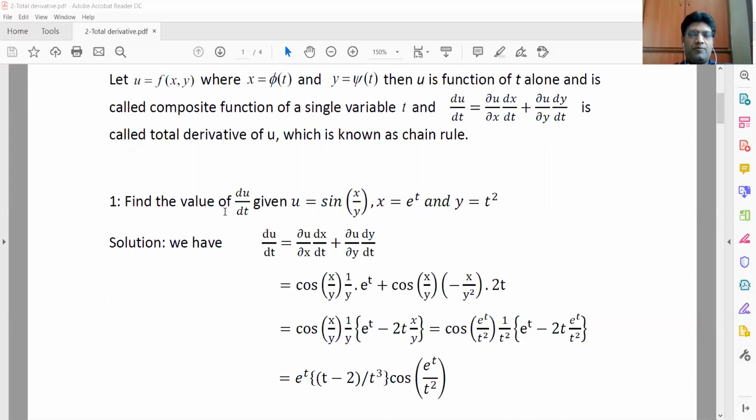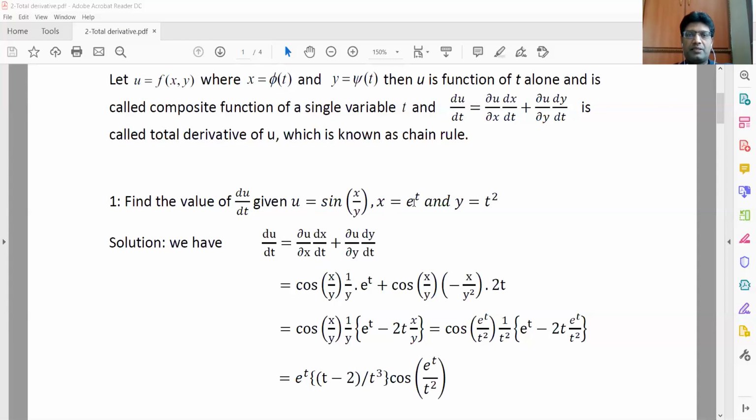Problem: find the value of du by dt, given u is sine of x by y, where x and y are some functions of t. So clearly, if you substitute this x and y here, this becomes sine of e power t by t square, which is purely a function of t. Therefore, u is depending on a single variable t, so you can calculate du by dt. It acts as an ordinary derivative. That's why this du by dt is coming here. So now how to calculate this du by dt? We will use this chain rule here.